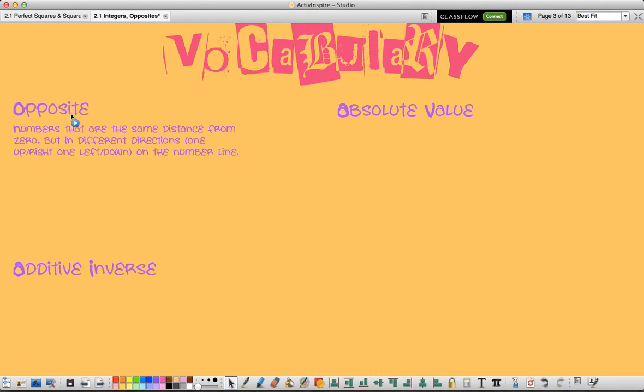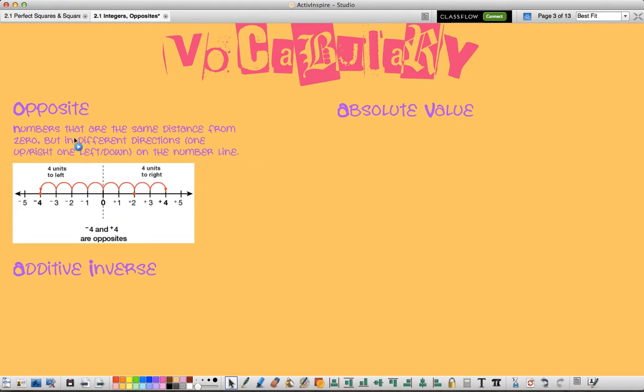Opposites are numbers that are the same distance from 0 but in different directions. On a number line, the positives are going to go up or to the right, and the negatives are going to go down or to the left. So they're numbers that are the same distance from 0, but in different directions on the number line. In this case, we're looking at 4 and negative 4. 4 is 4 spaces to the right, and negative 4 is 4 spaces to the left. So they are opposites.